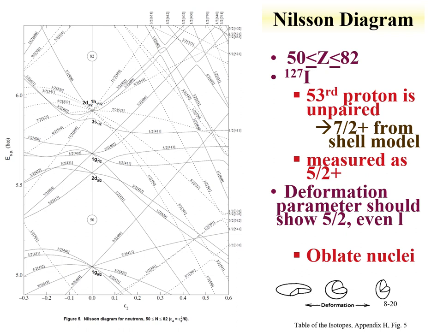So let's consider iodine-127. It's a stable nucleus. Here's the Nilsson diagram for the protons of Z between 50 and 82 for iodine-127. It has 53 protons. That's the unpaired. From the shell model, we would expect the spin to be 7/2, the parity to be plus. The measured spin and parity for iodine-127 is 5/2 plus. So the deformation parameter should show 5/2 with an even L value.